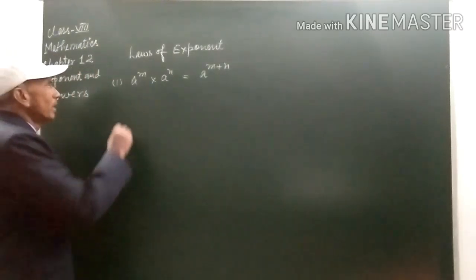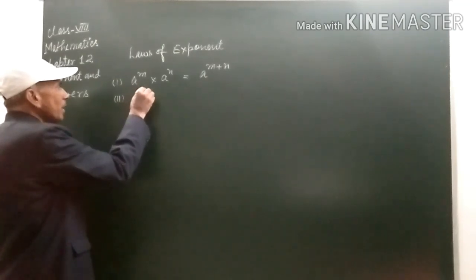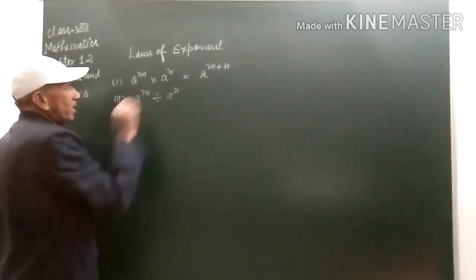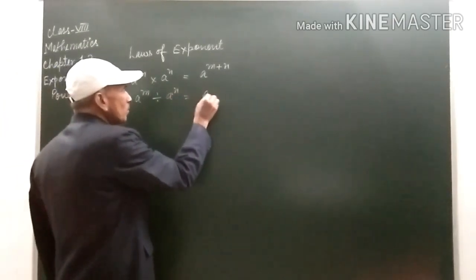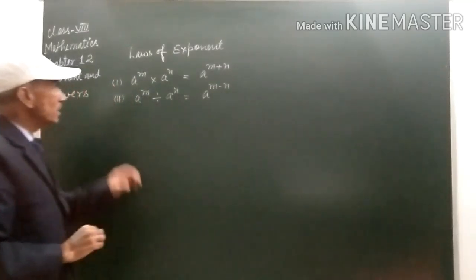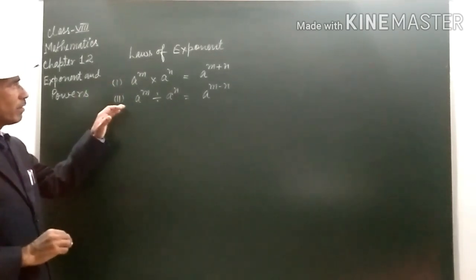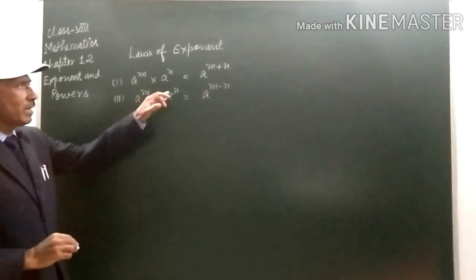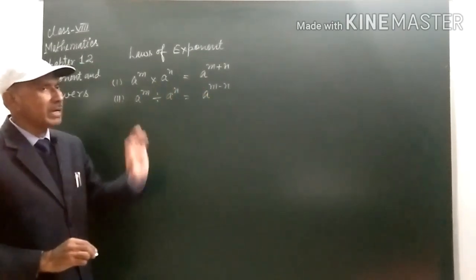Second rule, that is a to the power m divided by a to the power n. It will be a to the power m minus n. This one is the second law of exponents, and according to this law, a to the power m divided by a to the power n will be a to the power m minus n.